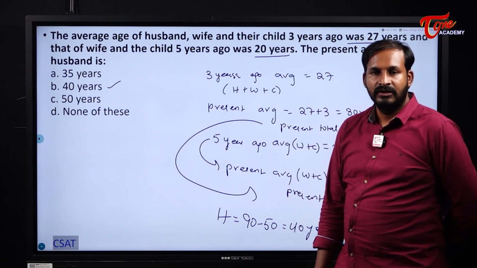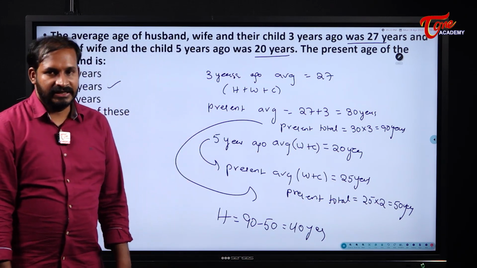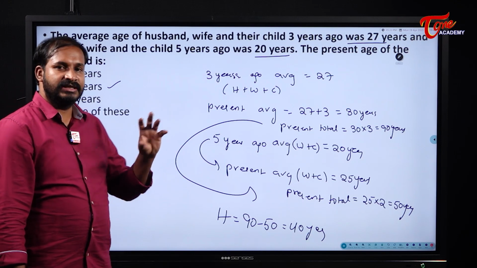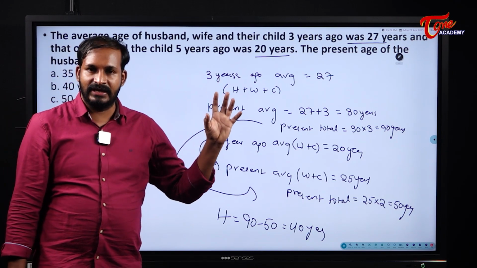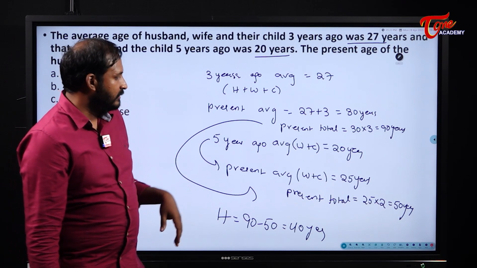Understood, students? Previous ages were given, and from that we calculated the present ages. See, if all the values are equally increased, then the average will also be equally increased. From that logic.